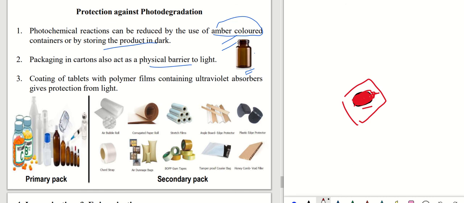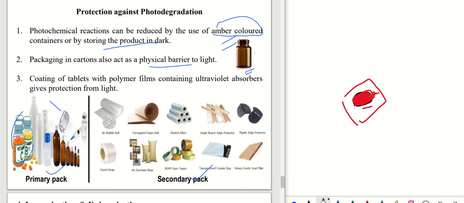Now let us see the packaging materials. We actually have two kinds of packs. The first one is the primary pack, the second one is the secondary pack. The primary pack is the container, the material which comes in contact with the formulation. It could be a bottle, or a vial or ampule. Any container that comes in first contact. First contact means the tablet will be coming in contact with the first container.